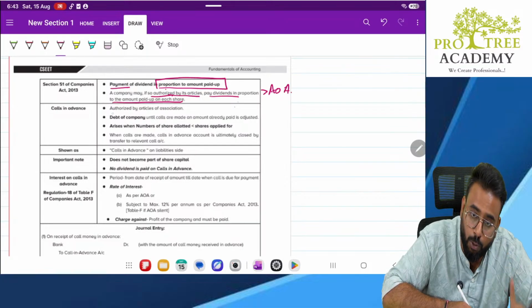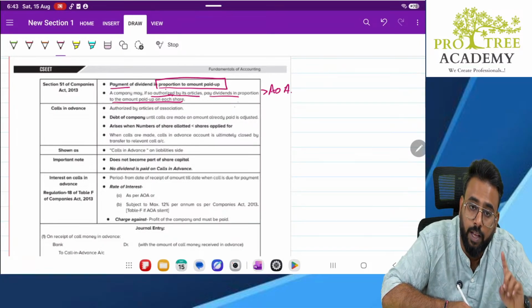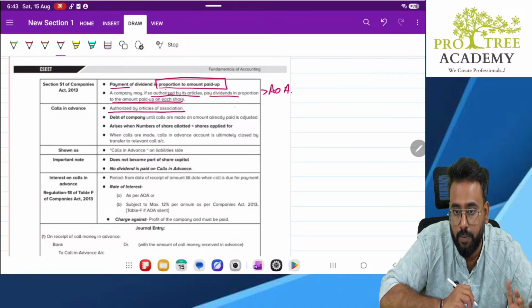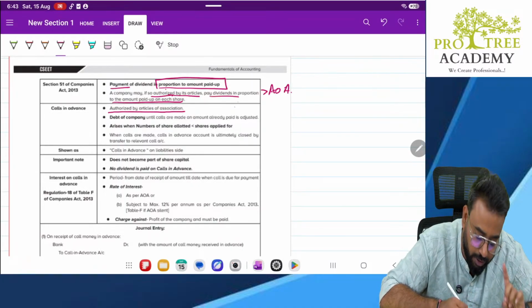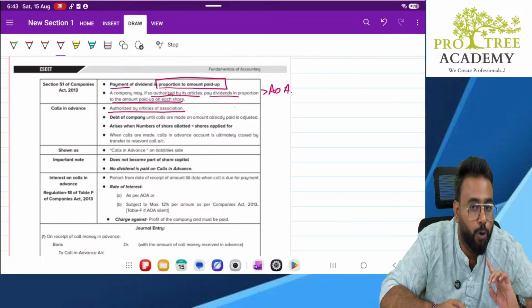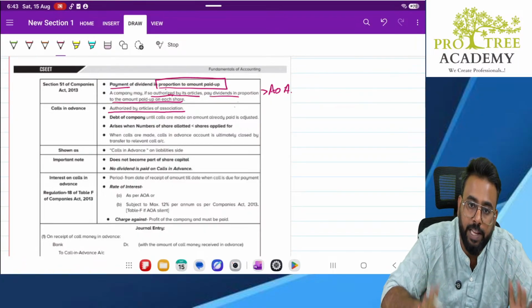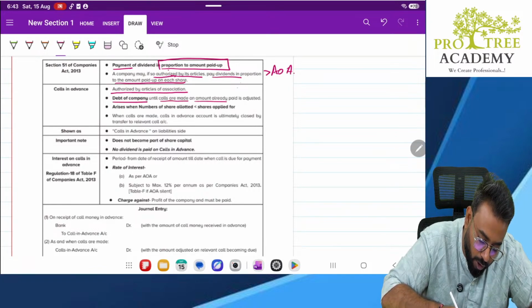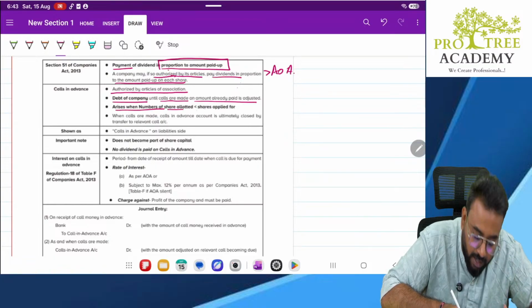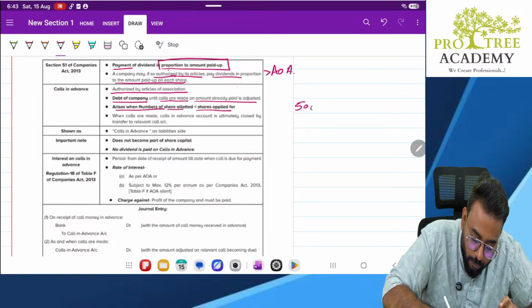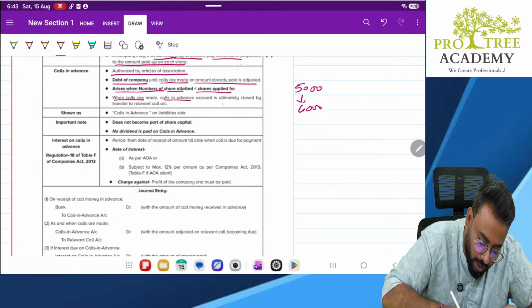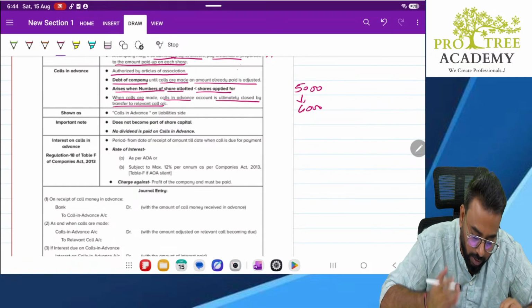Calls in advance, you can collect calls in advance. See, calls in advance can be collected only if it is authorized by articles of association. If articles of association says no calls in advance, then you have to refund the money immediately. Clear? Debt of the company until calls are made and amount already paid is to be adjusted. Arises when number of shares allotted is less than share applied for. I told you, they applied for 5,000, I am giving only 4,000. Clear? When calls are made, calls in advance account is ultimately closed by transferring to the relevant call.